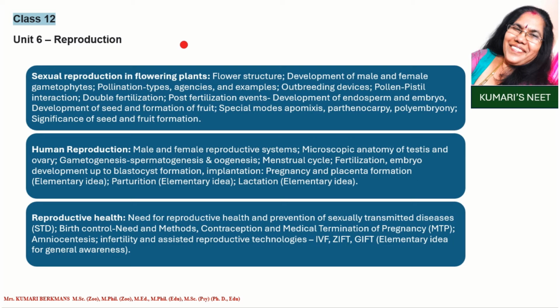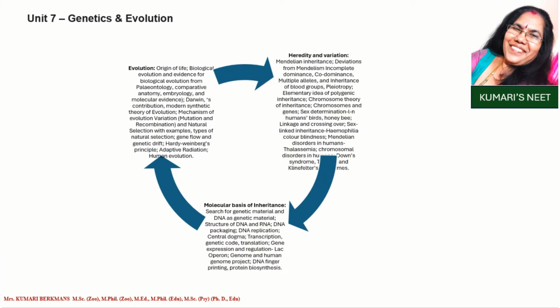And if you see the next one, that is unit 7, genetics and evolution. This is very, very important. In evolution, you see the origin of life, biological evolution, and evidence for biological evolution from paleontology, comparative anatomy, embryology, and molecular evidence. Darwin's contribution, modern synthetic theory of evolution, mechanism of evolution, variation, mutation, and recombination, and natural selection with examples, types of natural selection, gene flow and genetic drift, Hardy-Weinberg principle, adaptive radiation, human evolution.